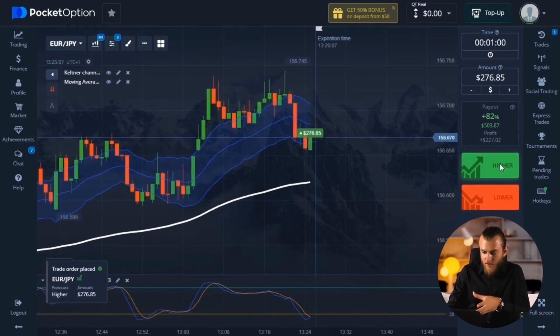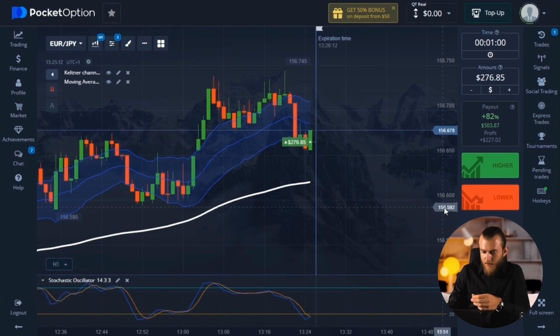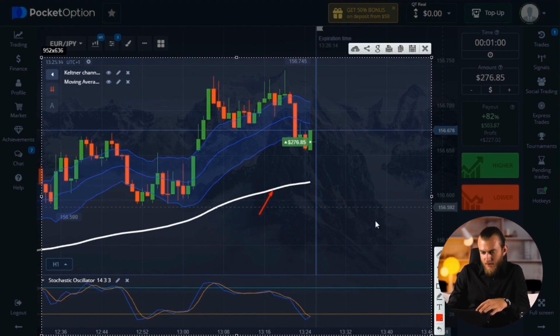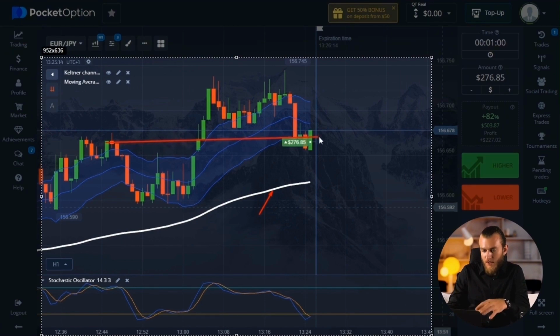Friends, I will open a deal to increase quotes on the currency pair, the euro and yen pair. Not everything is so obvious, so let's talk about this topic in more detail. We opened the deal on the trend. It is in the process of rising. The chart has reached the level of support. Here is the lower boundary of the Keltner channel.